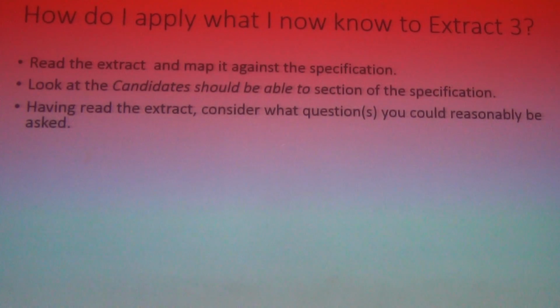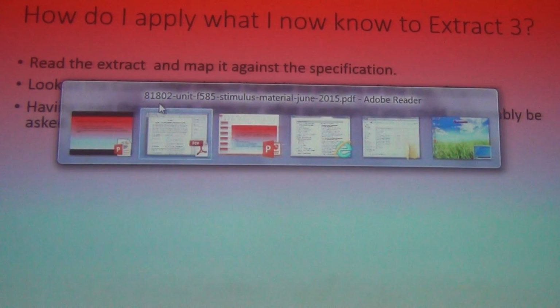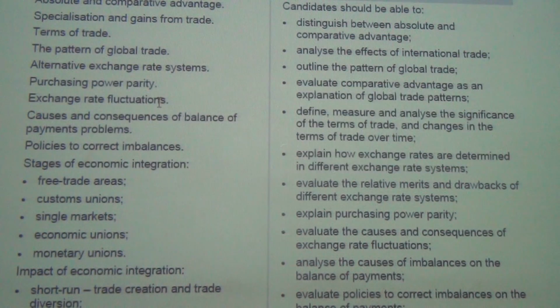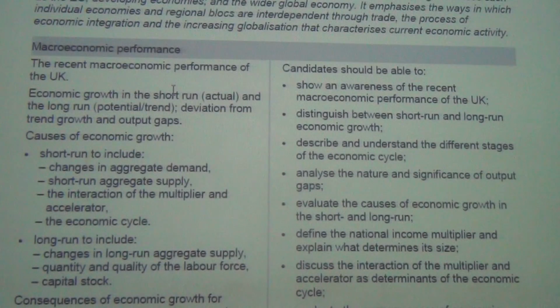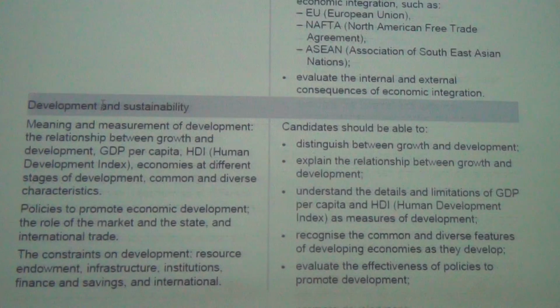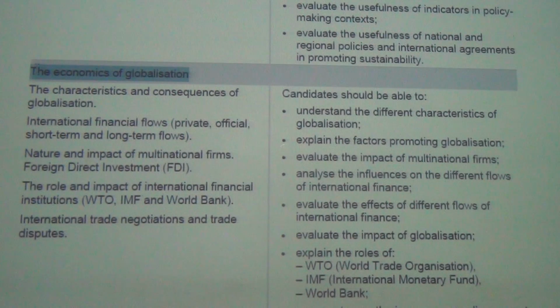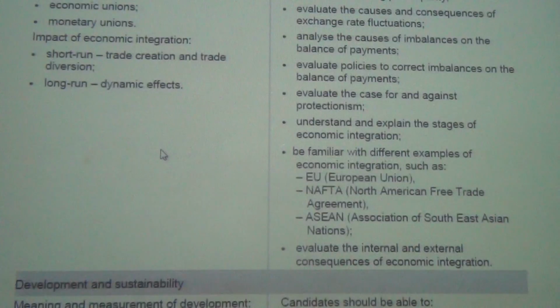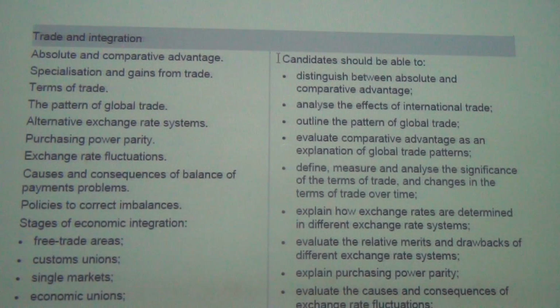So once again, what do we need to do in order to see what the likely questions are on this paper? We need to read the extract, and now we need to map it against the specification. You remember we got the specification from the OCR website. Here it is. The previous 2 extracts tended to focus on the macroeconomic performance section. Extract 3, I think we're either looking at the trade and integration section, or possibly something on the economics of globalization section. So those are the 2 areas we need to be looking at. And obviously for potential questions we need to be looking on the right hand side: candidates should be able to.